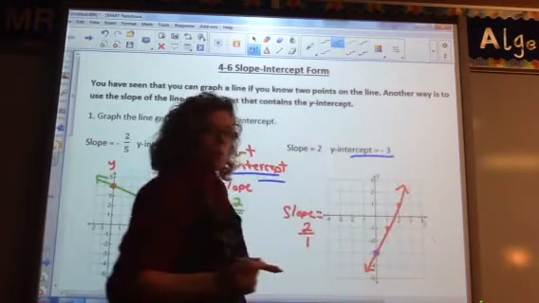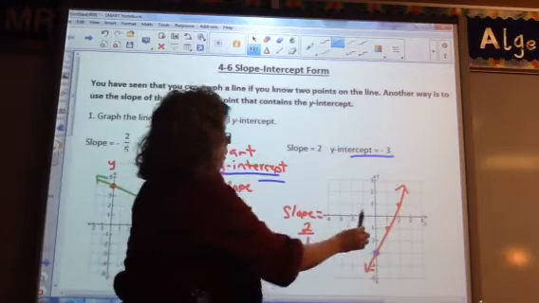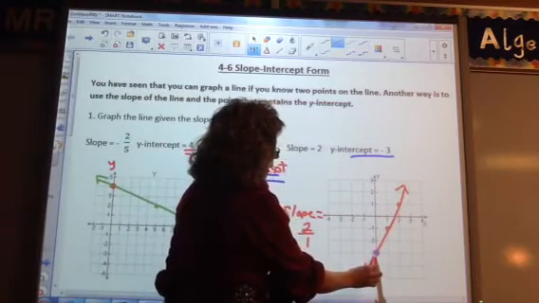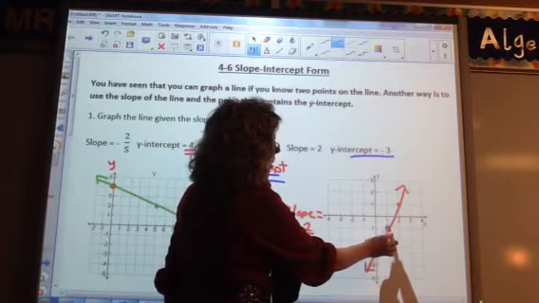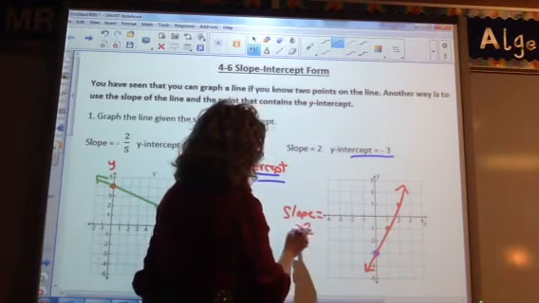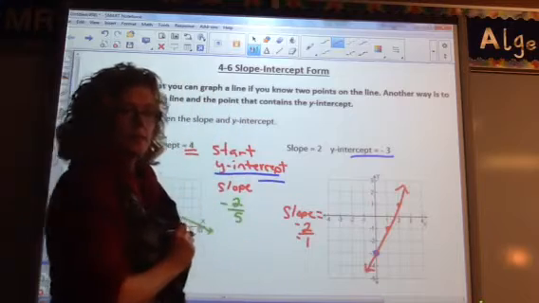Okay, so on this one, you want to start at the y-intercept. So I start on the y-axis at -3. My slope is 2. So I rise 2, go right 1. Rise 2, right 1.